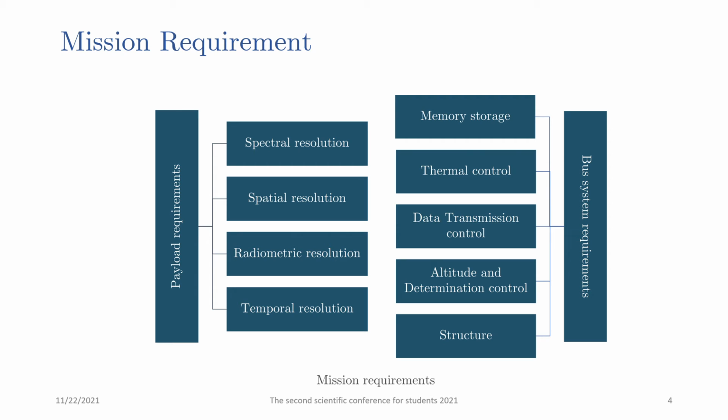The thermal control is based on the sensor operational limit temperature and survival limit temperature. For the data transmission control, the ground station typically limits its elevation to around 5 degrees above the horizontal because of reduced atmospheric transmission at lower elevation angles or blockage by the terrain.